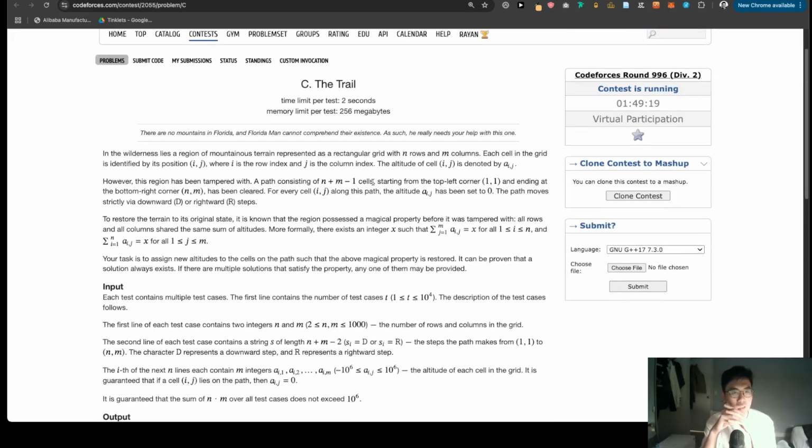In the wilderness lies a region of mountainous terrain represented as a rectangular grid with n rows and m columns. Each cell in the grid is defined by its position i j, where i is the row index and j is the column index. The altitude of cell i j.